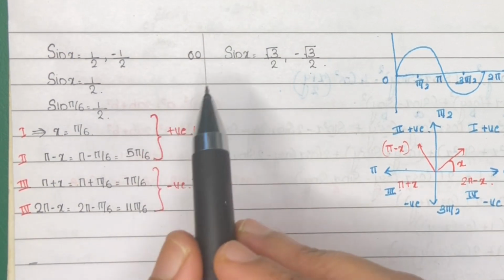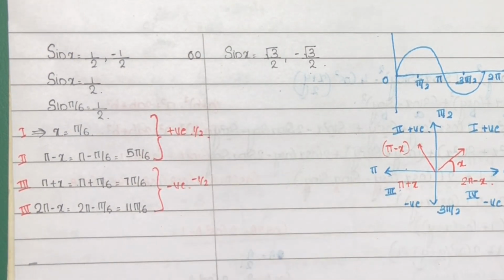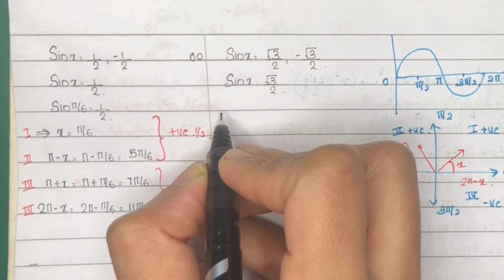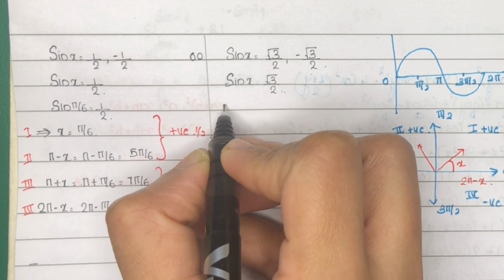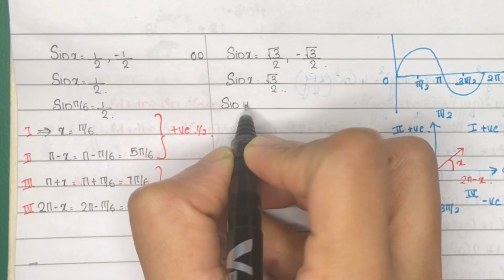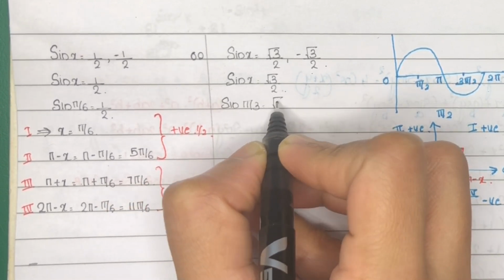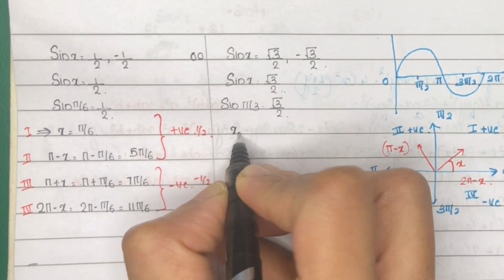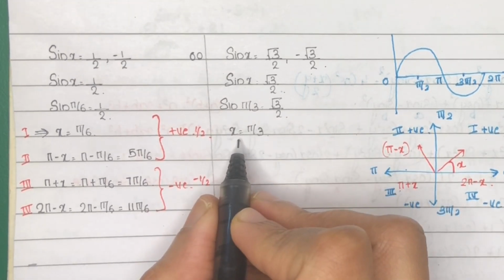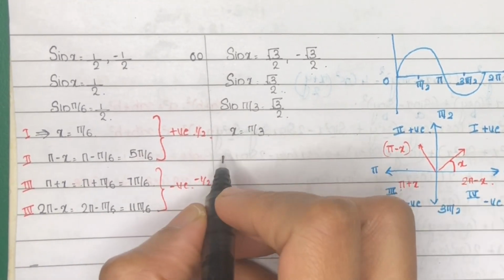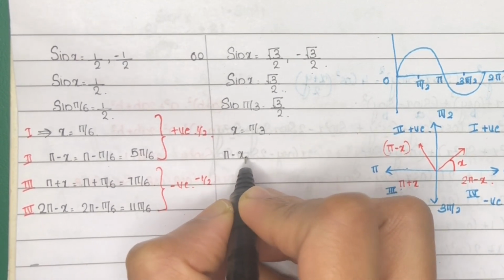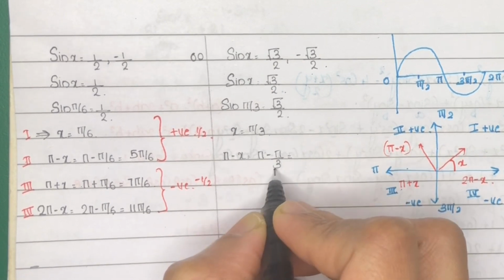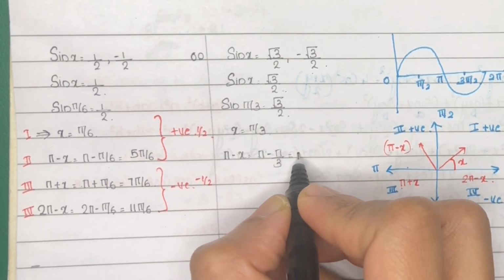Now consider the second case, sin x equal to root 3 by 2. And we know that sin 60 is root 3 by 2. In radian, sin pi by 3 is root 3 by 2. By comparing, x equal to pi by 3. That is in first quadrant. Now in second quadrant, pi minus x equal to pi minus pi by 3 equal to, LCM is 3, 3 pi minus pi is 2 pi by 3.